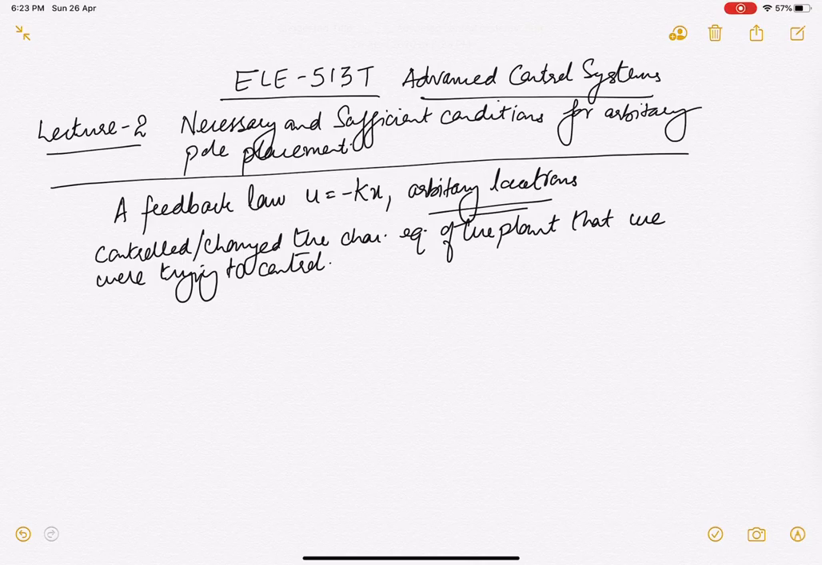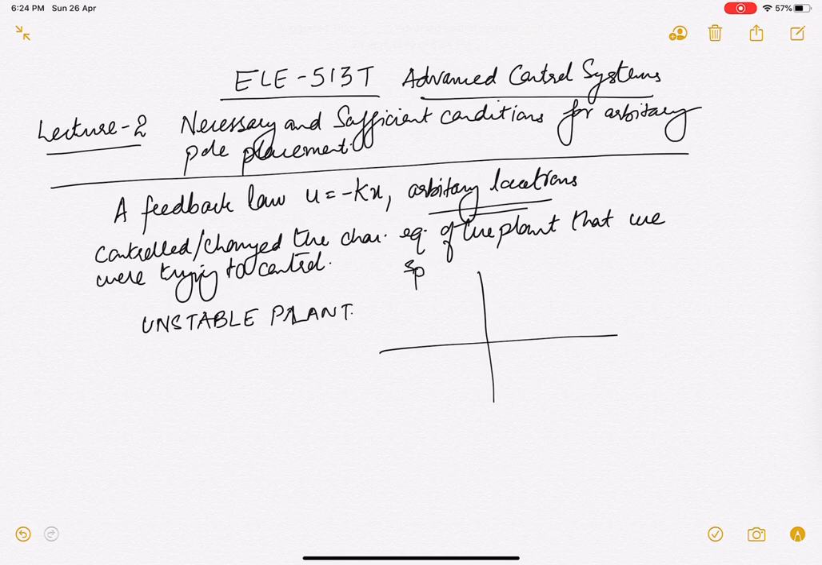In this lecture, we are going to talk about necessary and sufficient conditions for arbitrary pole placement. But before that, we'll be taking a small example to show how powerful this method is to control any plant. So let us assume that we have an unstable plant. As you know, an unstable plant would have poles on the right half of the S-plane. So let us imagine something like this.